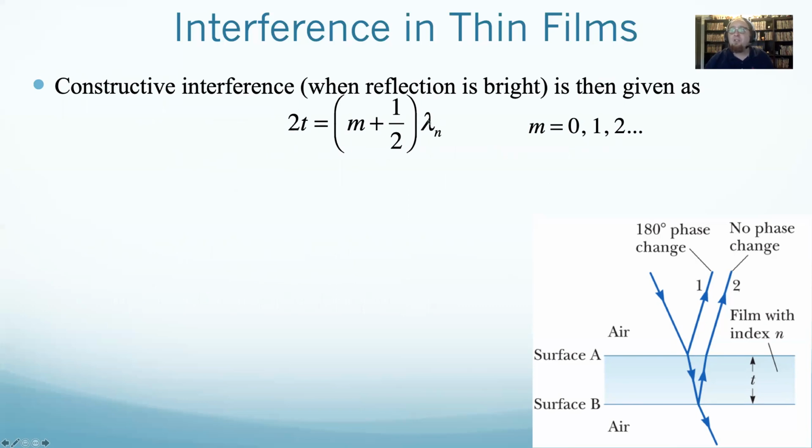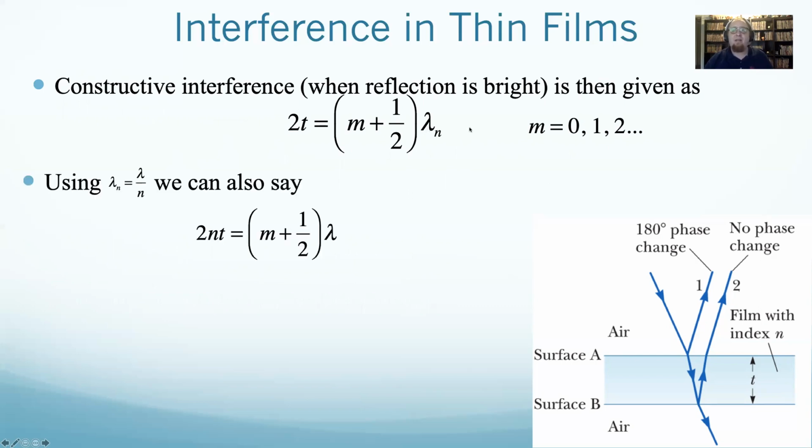Now, this does assume the wavelength of light in the material. But I can say the wavelength in the material is the wavelength divided by n. And this will give me that constructive interference would be 2n times the thickness equals m plus a half times lambda. And destructive interference will be when they travel a set wavelength number, since they were out of phase now.